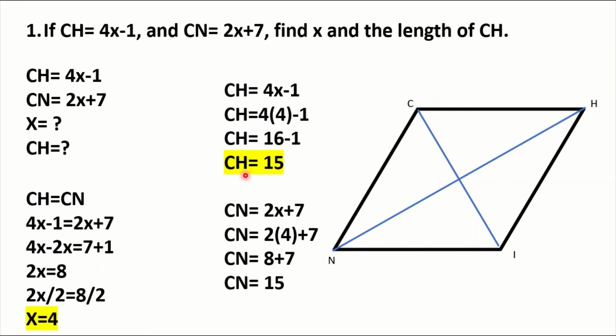So nakuha na natin that the value of x is 4. The value of CH is 15. Okay? So this one is 15. Ano kaya yung sukat nito? So let's see. CN is equal to 2x plus 7. 2 times 4 plus 7 is 8 plus 7 is 15. Of course, this must be 15. Kasi nga, ang sukat ni CH ay 15. And they are congruent. If they are congruent, therefore they are equals. Therefore, CH and CN is 15. Okay? That's it for our discussion for this afternoon.